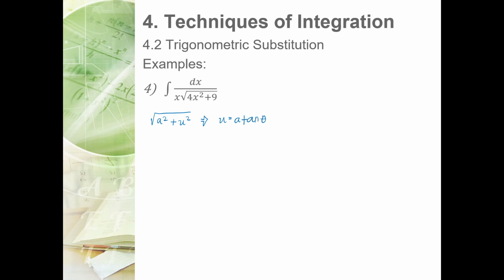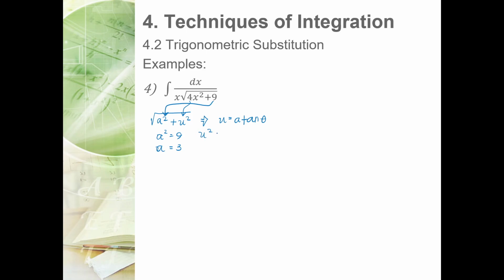A tangent theta. Notice that 4x squared is not a squared, but this one is u squared. So it can be rearranged because of the commutative property of addition. So 9 is a squared. Alright, so determining a first. a squared is equal to 9, then a is equal to 3.